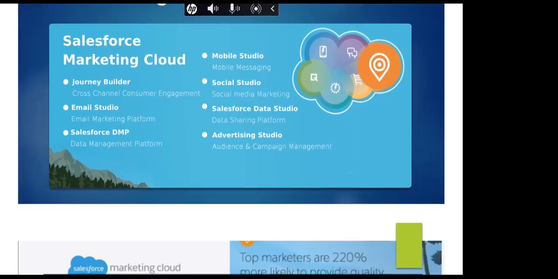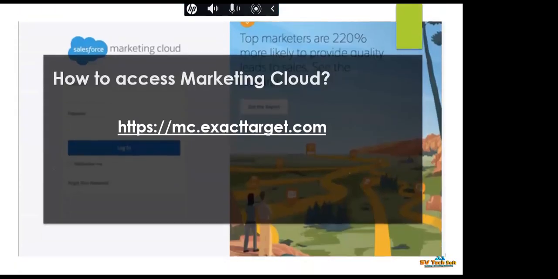So now guys, let's try to see how Marketing Cloud looks. In order to access Marketing Cloud, here is the URL in front of you. It is https://mc.exacttarget.com. Guys, before Salesforce, Marketing Cloud was part of a company called Exact Target. That is why you can see mc.exacttarget.com. Later, Salesforce acquired Exact Target and changed the name to Marketing Cloud and made this platform more intelligent.